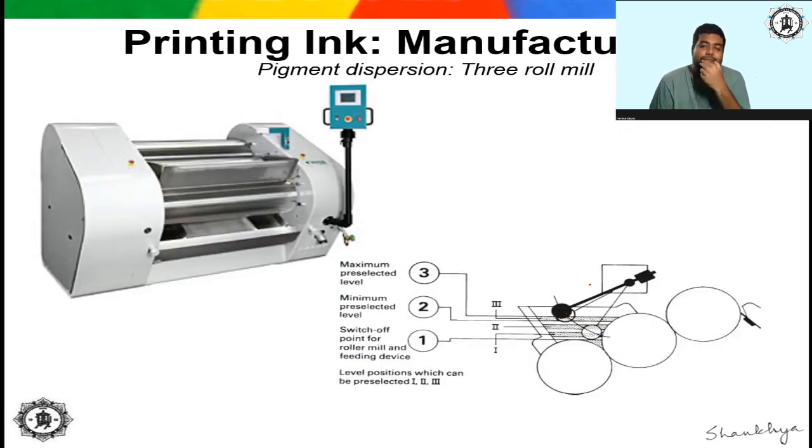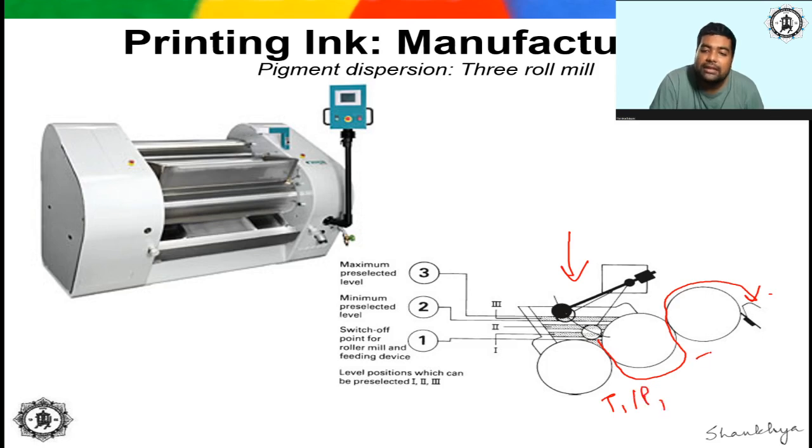This is what your triple roll mill looks like. So this is where the ink is made to fall, right? First the ink will pass through this roller combination, and then finally through this roller combination. The temperature and pressure can be adjusted between these individual rollers. That means there will be a set of temperature and pressure here, and a set of temperature and pressure here. So you can control both the temperature and pressure between two consecutive roller sections.